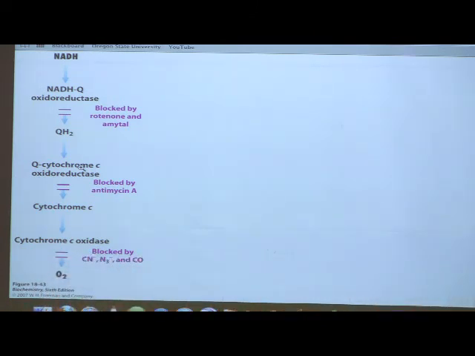Stephanie? Do insects not produce FADH2? They do. They're just more susceptible to this than we are. And we'll actually see an example of that in a little bit.